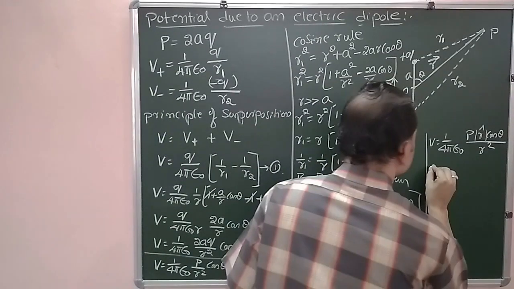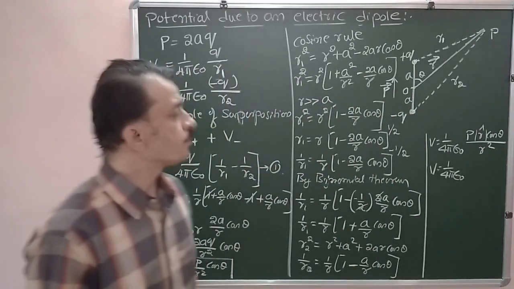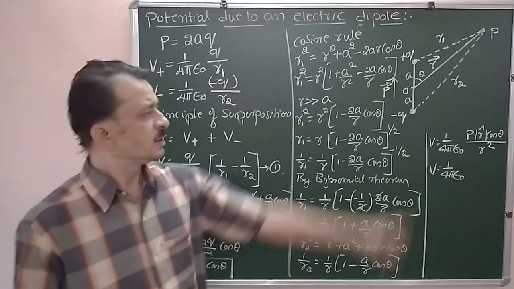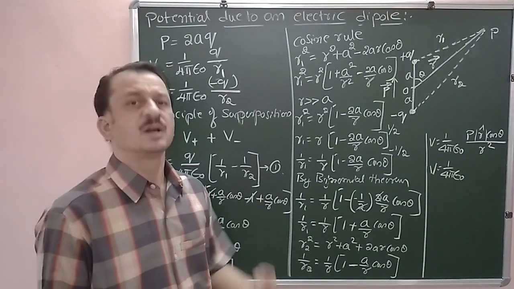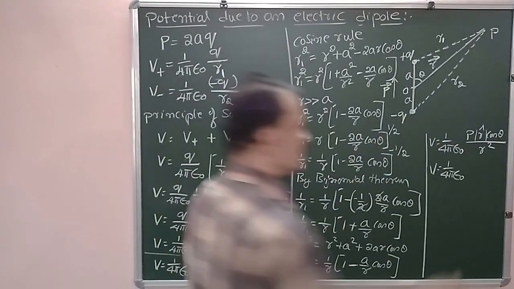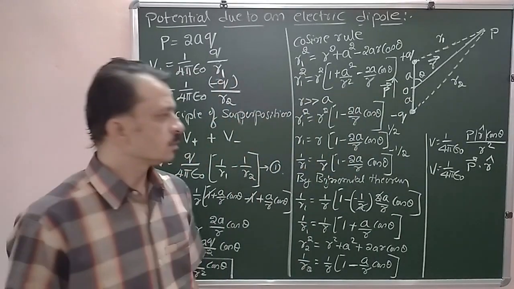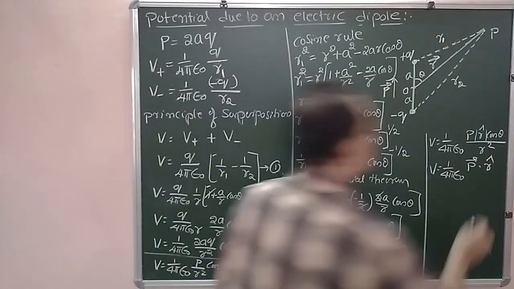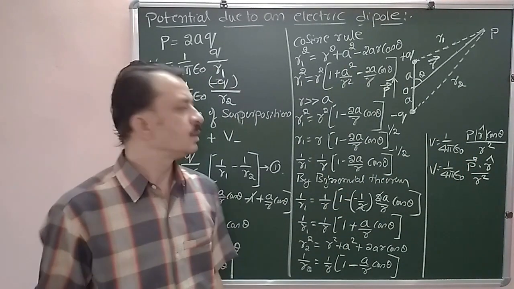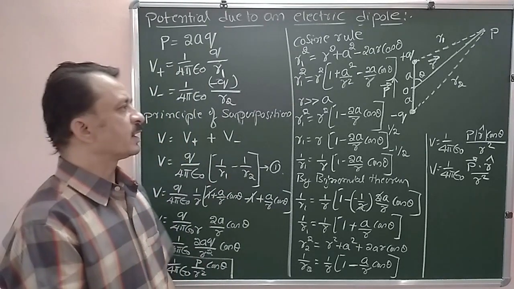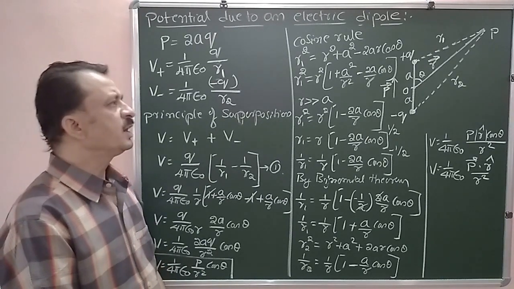If I write like that, V is equal to 1 divided by 4 pi epsilon naught into, since we have cos theta, that P r cap cos theta represents the dot product of dipole moment vector P dot r cap divided by r square. So P is the dipole moment and r cap is a unit vector along the position of the point from the midpoint of the dipole.